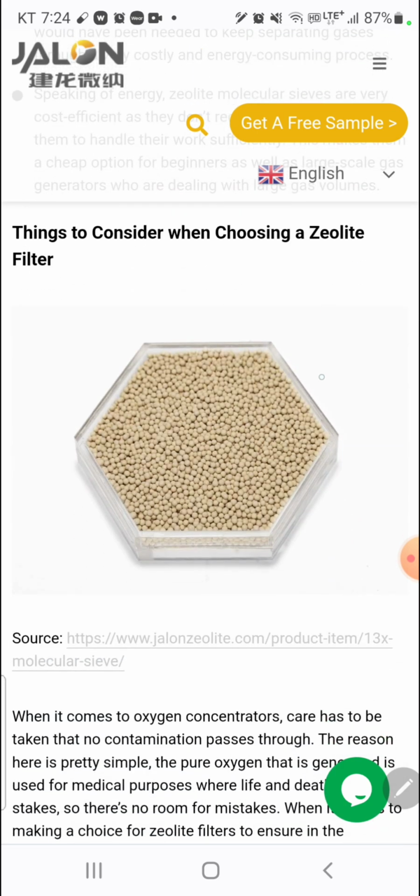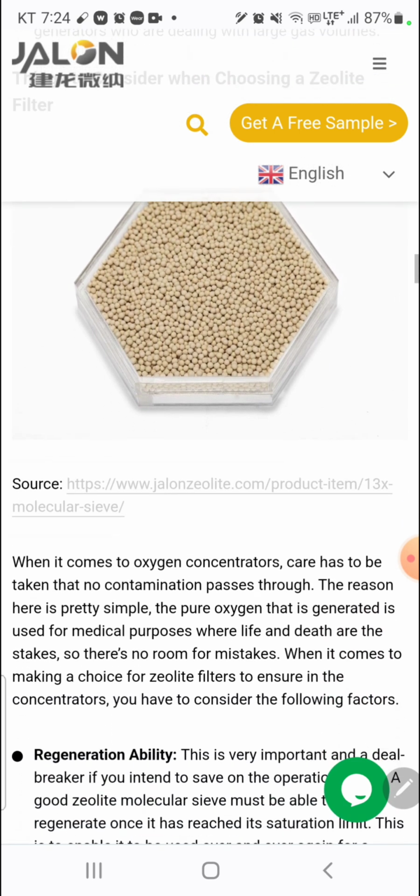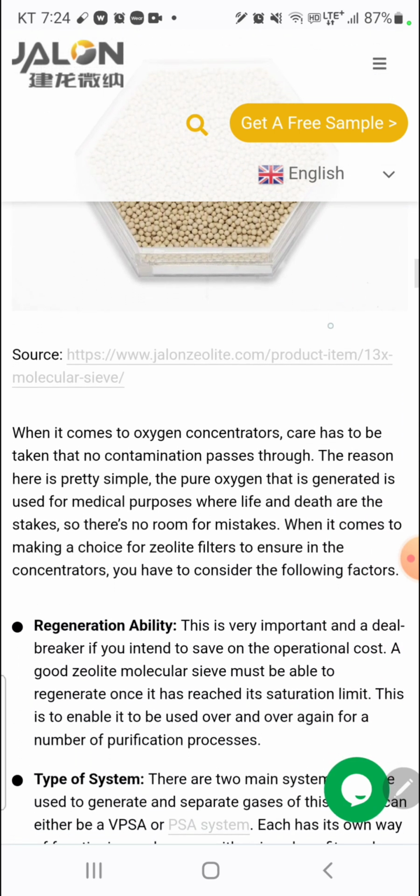Things to consider when choosing your zeolite filter. When it comes to oxygen concentrators, care has to be taken that no contamination passes through. The reason here is pretty simple. The pure oxygen that is generated is used for medical purposes when life and death are the stakes.